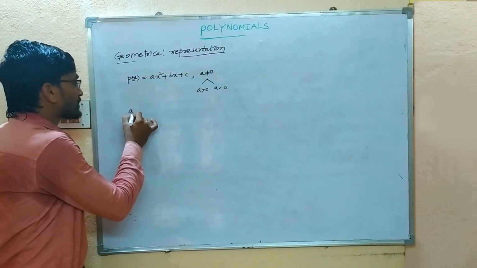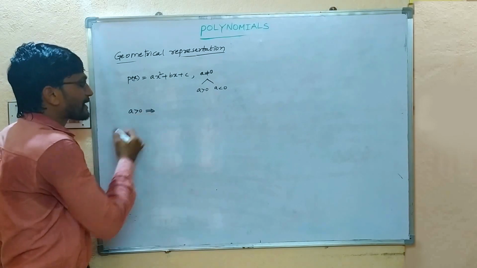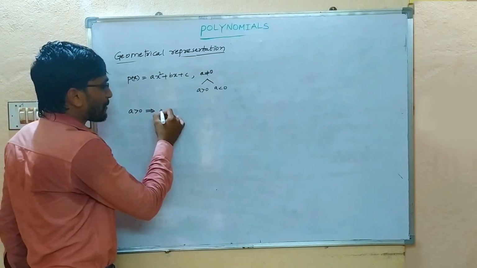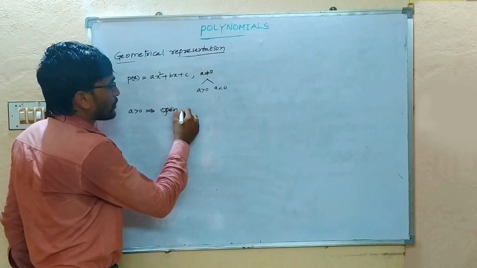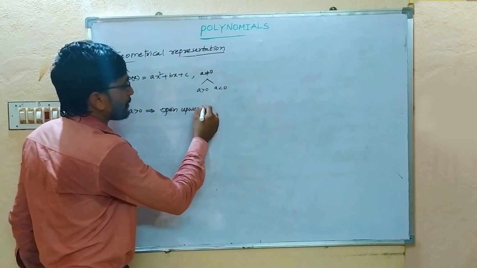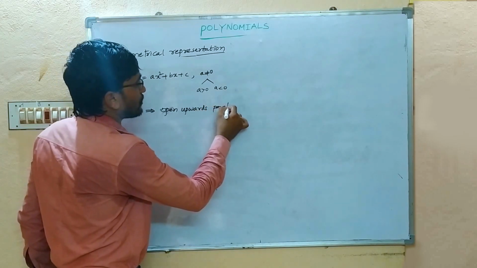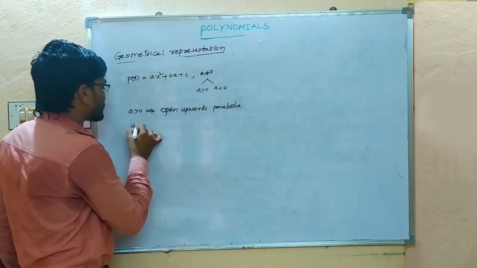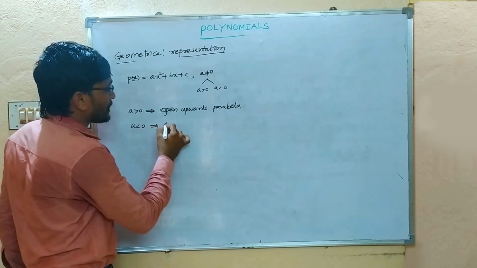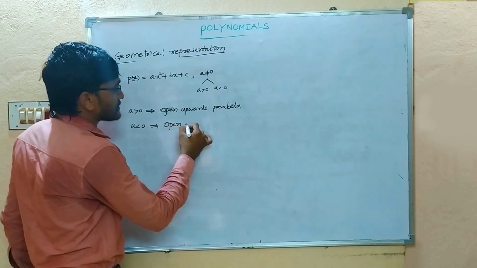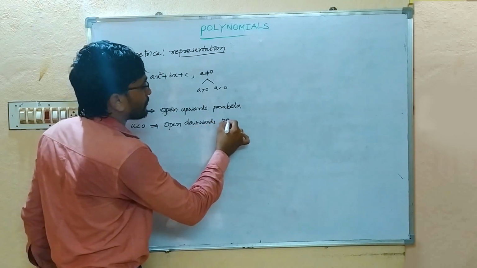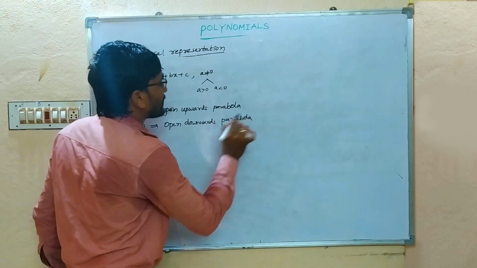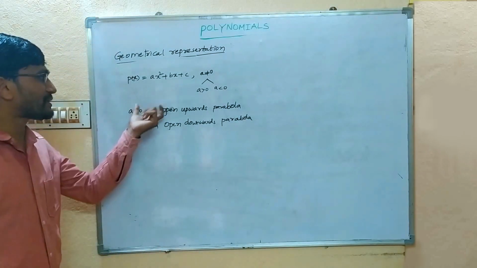First, in a quadratic polynomial, if a is greater than 0, then we get an upwards open parabola. If a is less than 0, then we get a downwards open parabola. So these are the two important points.